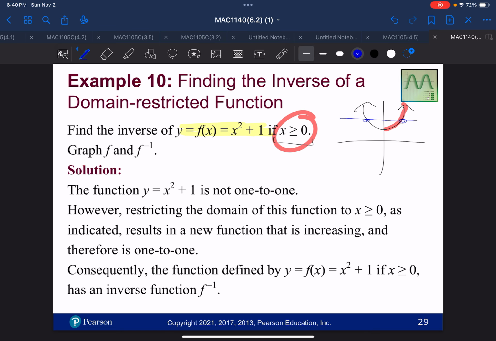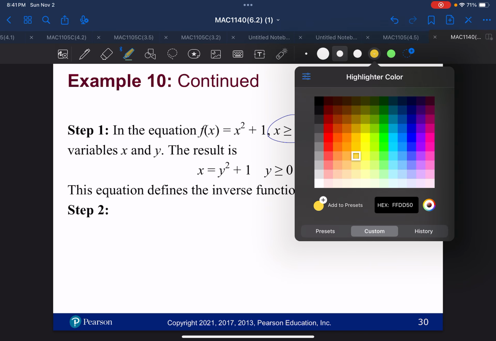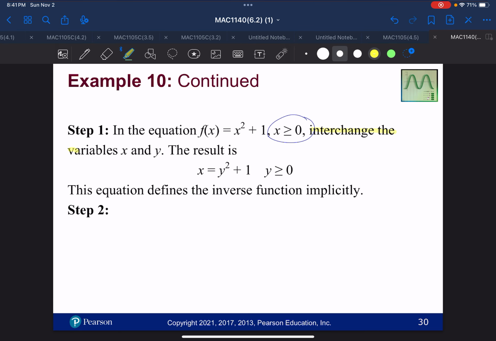So therefore, if we restrict the domain to x is greater than or equal to 0, then it will have an inverse, and we can find it. So again, we are restricting x to be greater than or equal to 0. And to find the inverse, we interchange the x and the y variable. And we obtain this equation, x is equal to y squared plus 1.